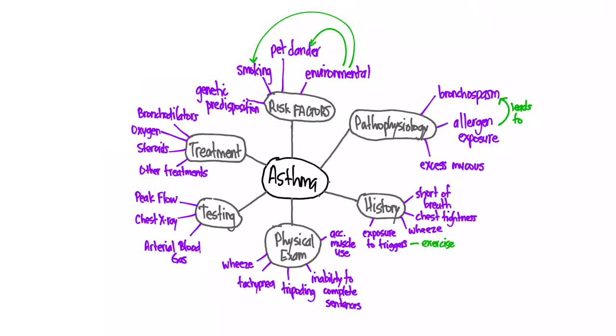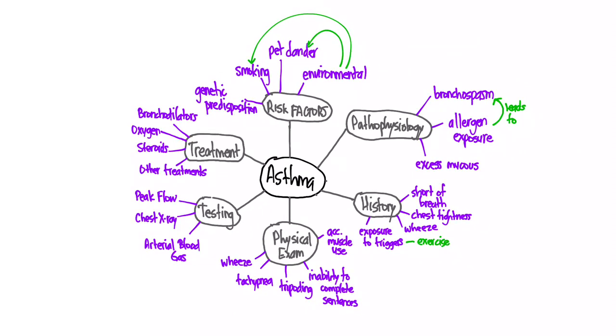And so you can see now we have constructed a concept map of asthma built around an illness script. And so we started in the center with the disease, and then we went through all the components of an illness script, from risk factors, pathophysiology, history, physical exam, testing, and treatment. And we wrote down everything here that we kind of know about it.